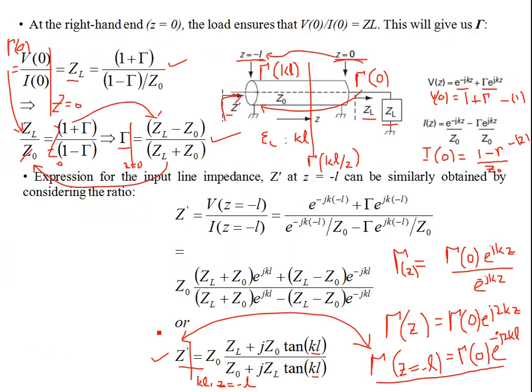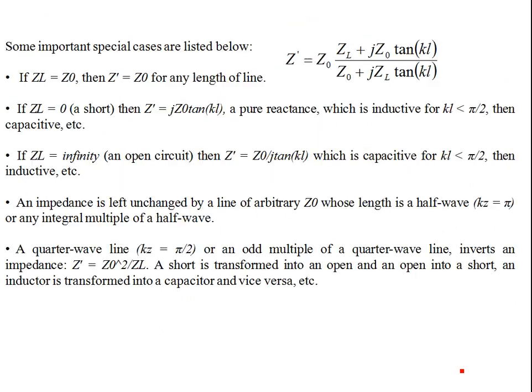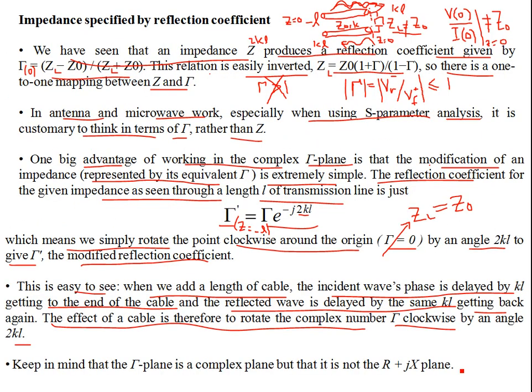If you have to find the reflection coefficient down the line at any arbitrary point, whatever the electrical length you want to find it at, be it 3 lambda by 2 or lambda by 6 or whatever it is, just substitute that for z over here and you find the reflection coefficient, and you know what gamma 0 is at z equal to 0. So basically that's the story, and from gamma you can find the impedance as well.